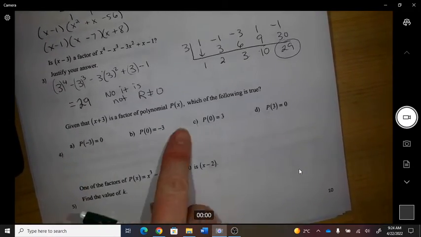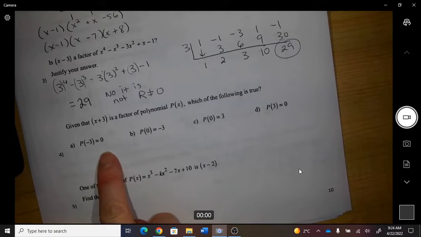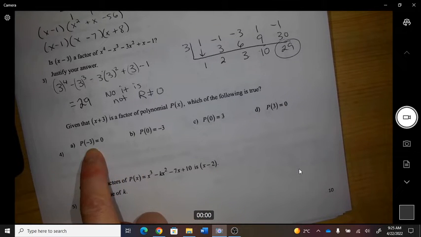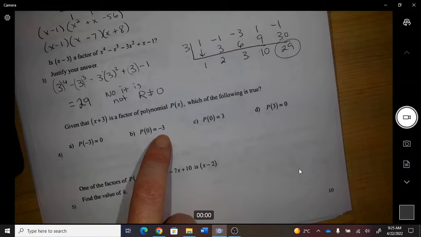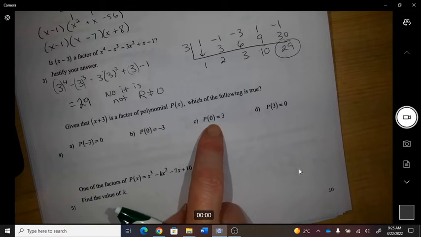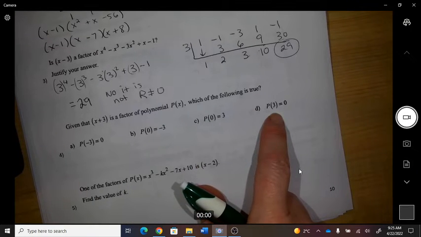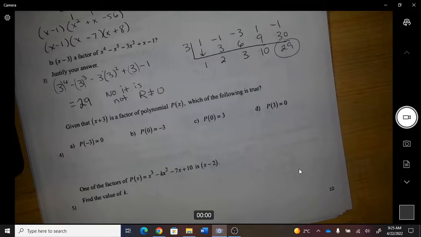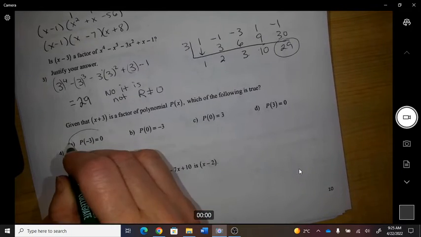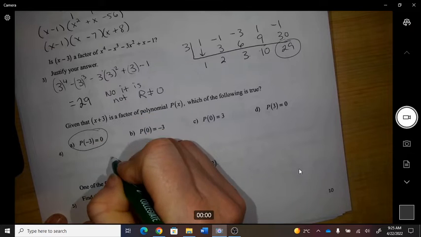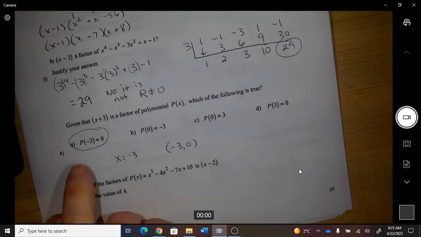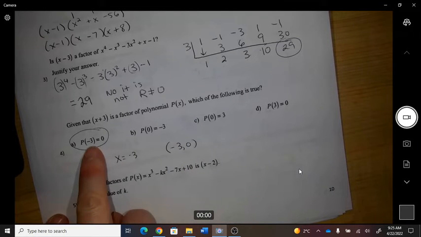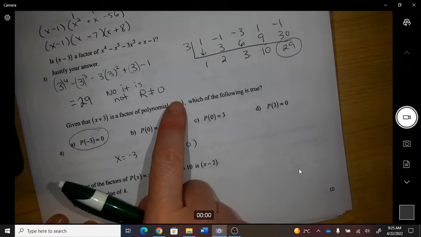Given this is a factor, which of the following is true? When x is negative 3, y would be 0. If x is 0, y would be negative 3. If x was 0, y would be 3. If x is 3, then you would get a 0. So this would be true, because this makes an x-intercept, in other words, that. So remember that negative 3 is the input x.